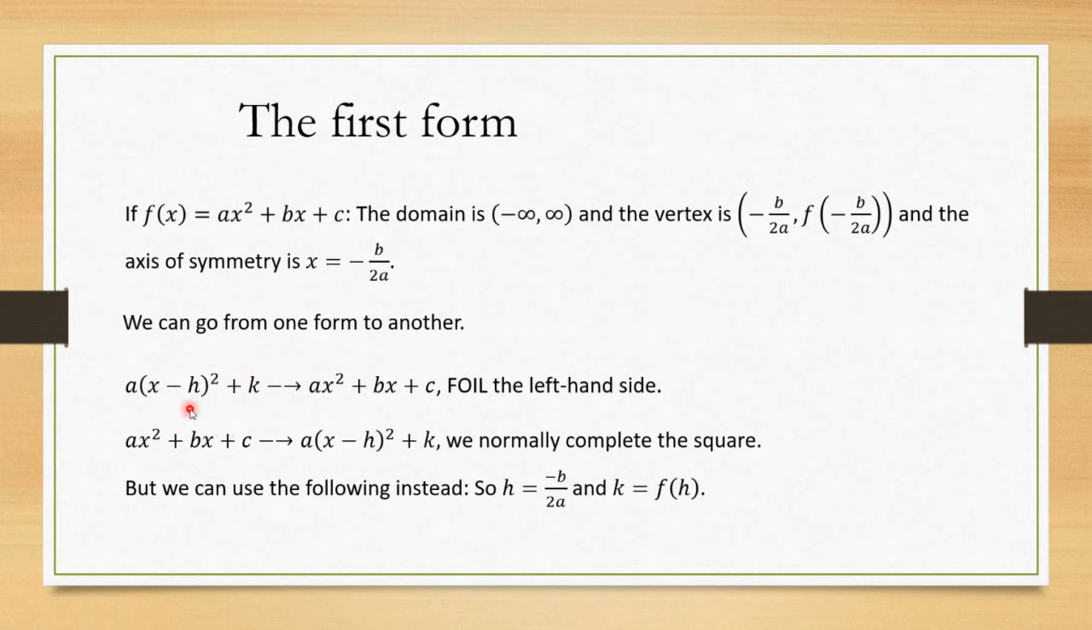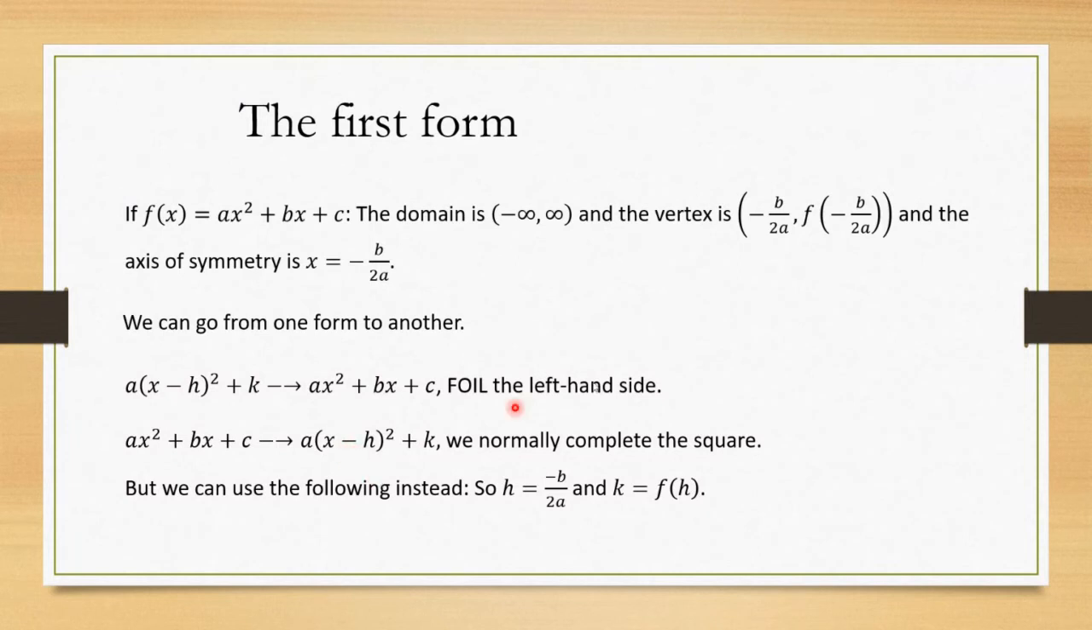Namely, if you had this form here, you can get to this form, the form in our definition, our first form, you just FOIL. That's all you do. But to go the other way, to go from our first form to the standard form, you complete the square. That's what you do next.